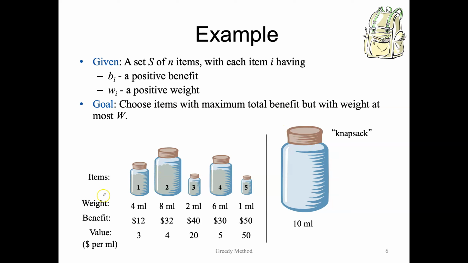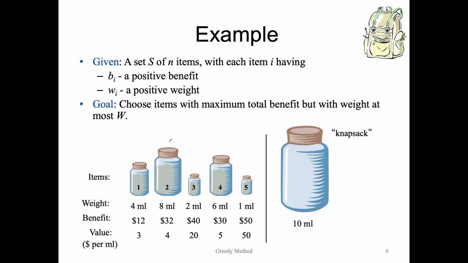Well, because we're given the weight and the benefit, it wouldn't be appropriate yet to compare items based on their benefit alone, because, for example, it looks like item 2 is worth more than item 4, because item 2 is worth $32, item 4 is worth $30, which is less. But if we evaluate this per milliliter and normalize it so that we see how much each item is worth per milliliter, we see that item 4 is actually worth more because it's $5 per milliliter. Item 2 is only $4 per milliliter.